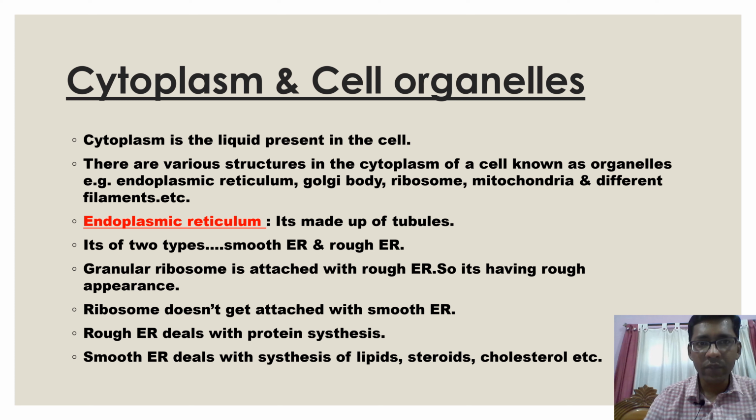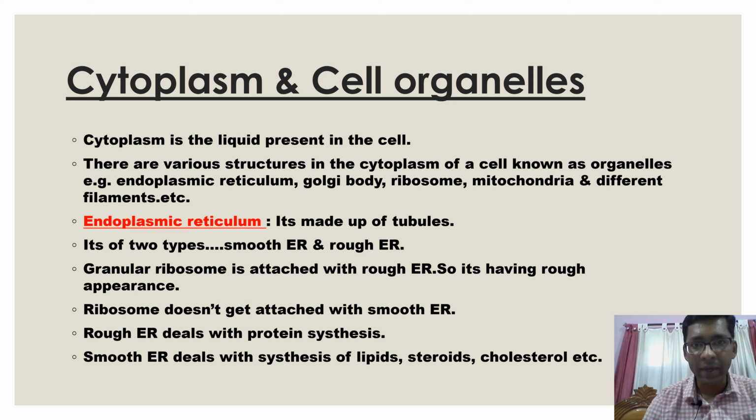Coming to the cytoplasm, it is the liquid present in the cell. There are various structures in the cytoplasm of a cell known as organelles, which I have told earlier. That is endoplasmic reticulum, Golgi body, ribosome, mitochondria and different filaments. Let's go one by one.